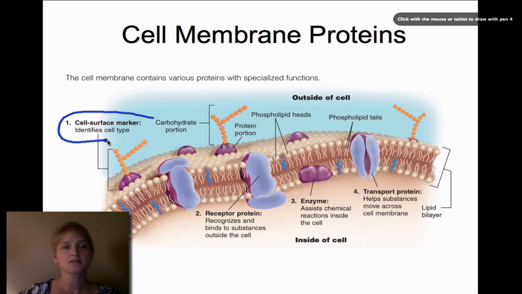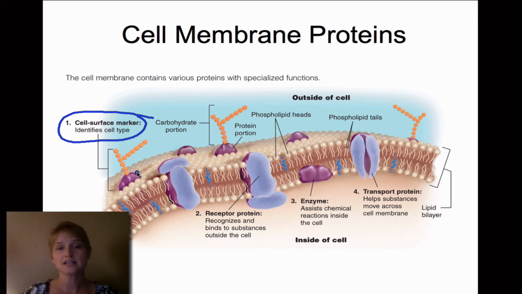The first one we're going to talk about is merely a cell surface marker. This just identifies the cell type. Since cells are all together and they're working together, they need to communicate with each other. And so this communicates what type of cell it is. The next one is a receptor protein, and it does exactly what it sounds like. It receives things. So it recognizes the substance and binds to the substance on the outside, and it'll bring it in if it's okay. It's like a receptionist. It's going to kind of evaluate first.